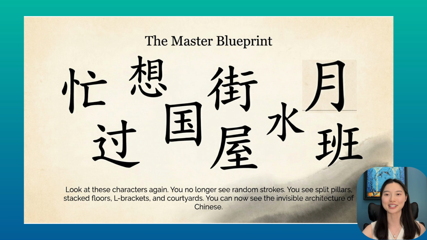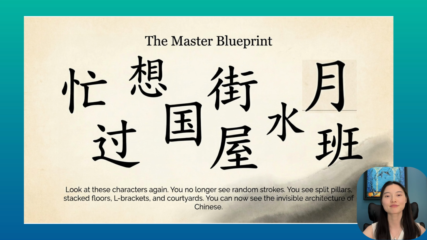Time to test your eyes. Look at these characters. They are floating on the screen right now. Pause the video if you want and name the structure of each one before I do. Ready? 忙, left to right. 过, left bottom enclosure. 想, top bottom. 国, full enclosure. 接, left to right. 屋, left top enclosure. 水, unitary. 月, unitary. 班, horizontal trisection.